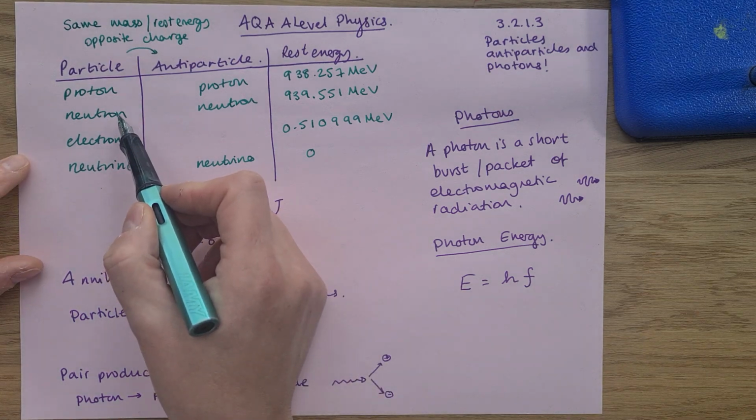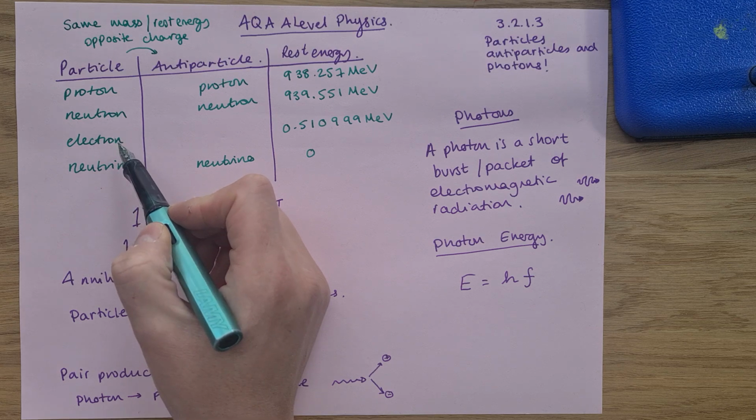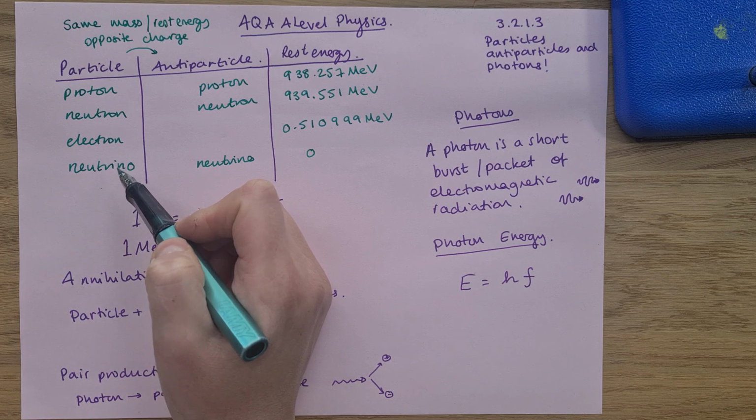We've got protons and neutrons. They're baryons. They're actually made up of particles called quarks. We've then got electrons. They're fundamental particles. Neutrinos, a load of other stuff. Every particle has an antimatter particle.